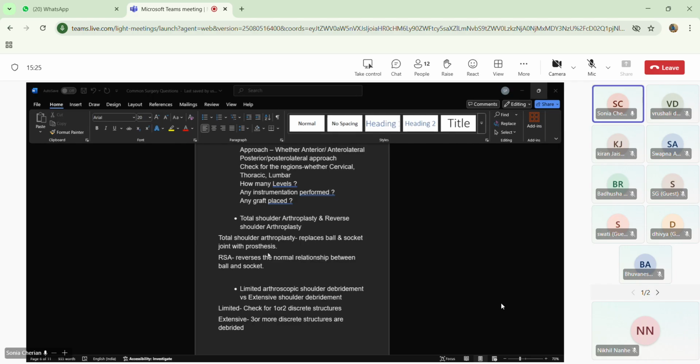So here I told you, right, the patient has a rotator cuff tear, so the surgeon is repairing that too. And along with that, the provider has done some debridement on the superior part of the rotator cuff and the undersurface of the glenohumeral joint. So here you cannot call it limited.